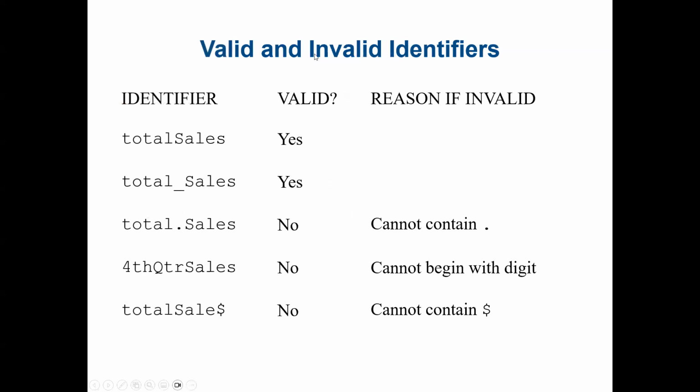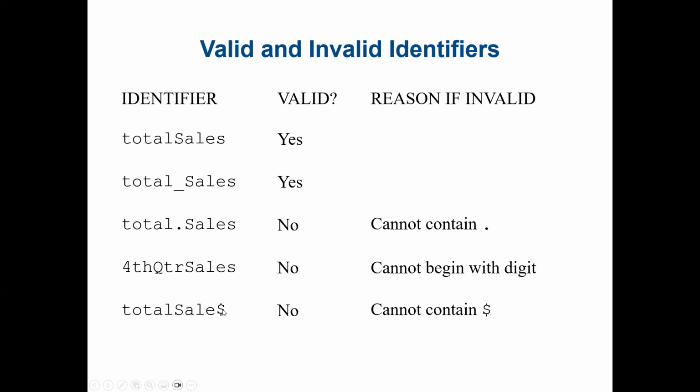So let's see some valid and invalid identifiers. TotalSales, perfect. We start with an uppercase T, no space, they are all characters, so that is good. Total_Sales with an underscore, that's good. Underscore is the only symbol we can use in our identifier names. Now here we have Total.Sales with a period, and this cannot work. We get an error for this. Also here we are starting with a digit, and that's wrong. It cannot begin with a digit.